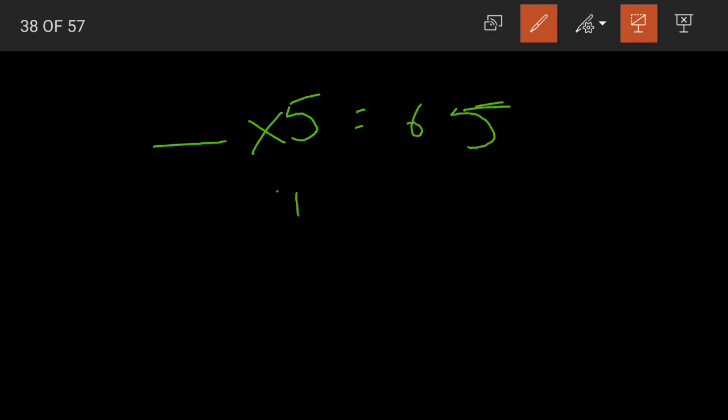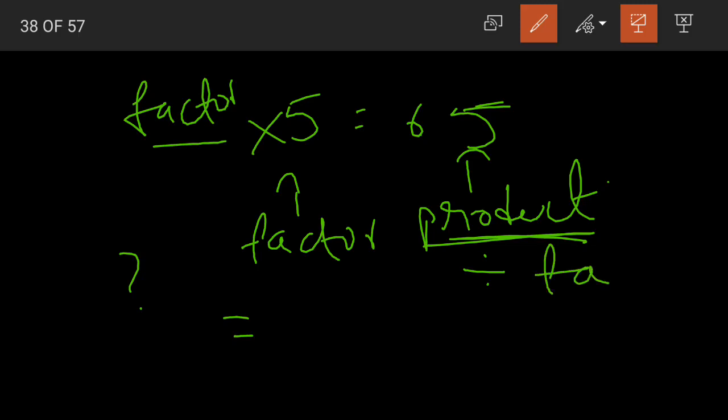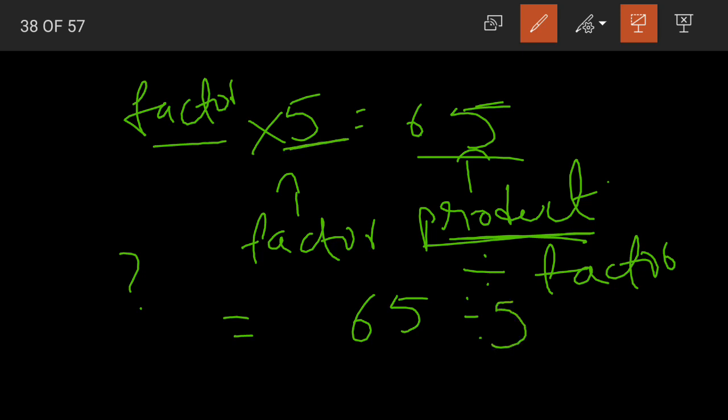What are we having? One factor and the product. We are having only one factor and the product. We need to find out the other factor. How will we do it? Divide the product by our factor. What is the product? 65 divided by the factor we have, 5. Now 65 divided by 5.